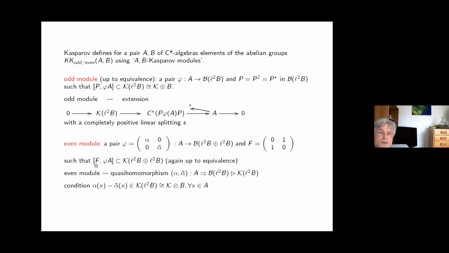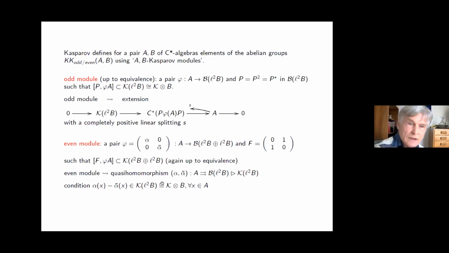And again, you want that the commutators of this operator with the image of phi should be compact. Now, this time compacts in this direct sum of the two Hilbert modules. And what does that mean? If you look at the commutator of the image under alpha, alpha bar and this F, you get just the off-diagonal thing, which is alpha x minus alpha bar x. And so the condition that this commutator should be compact means exactly that the difference of alpha x and alpha bar x is compact for each x. Okay, so that's what you get from an even module.